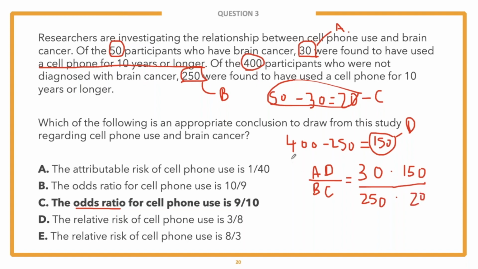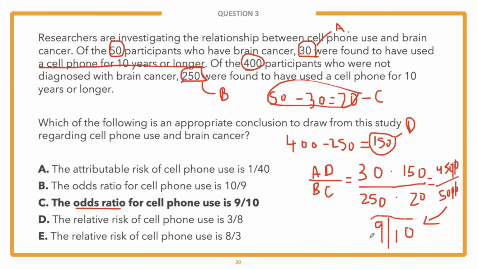Perfect. So for the sake of time and simplicity, we'll just do the math quickly. 30 times 150 will give us 4,500. And 250 times 20 will give us 5,000. So we're dealing with two big numbers right now. We want to simplify that to a much smaller number. So we can take out the zeros, which will give us 45 over 50. 45 over 50, simplified even further, will give us 9 over 10 if we divide both the numbers by 5.